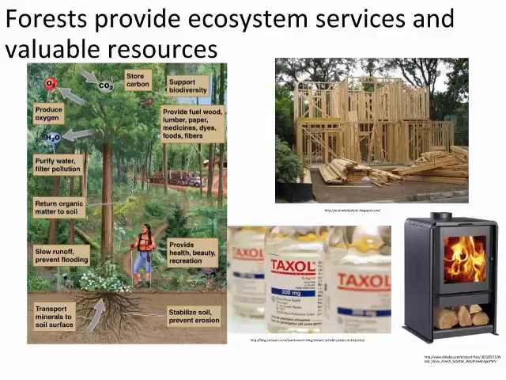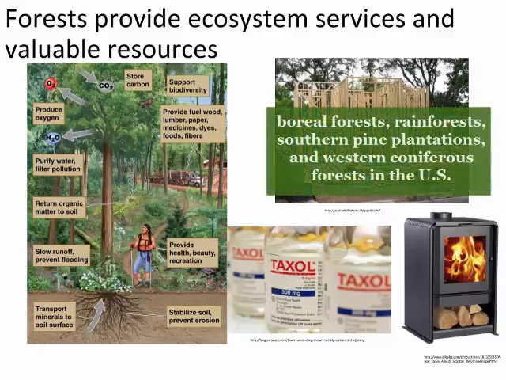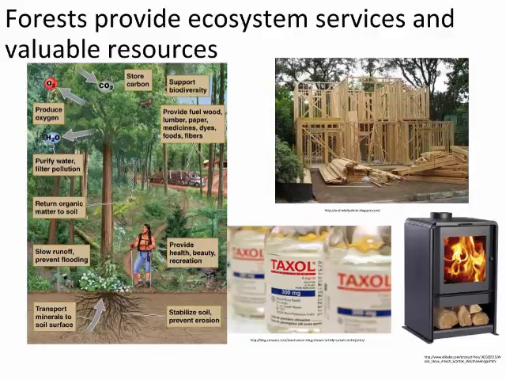Forests also provide us with valuable economic resources as well. Industrial harvesting has allowed us to extract more timber than ever before. Some of the forest types used for timber extraction include boreal forests, rainforest, and southern pine plantations and western coniferous forests in the U.S. Commercial products we can derive from forests include medicines, fuel, paper products, food, and lumber for building ships, homes, and other buildings.